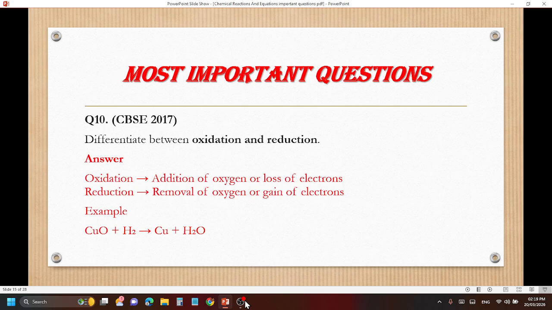Simple. If you want, you can write an example of a redox reaction. It is better because both oxidation and reduction processes are mentioned, due to which it will be easy for the evaluator to give you the marks. So oxidation is the addition of oxygen, reduction is removal of oxygen. Example: CuO plus H2 gives you Cu plus H2O. Here CuO is converted into Cu, which is a reduction, and H2 is getting converted into H2O, which is oxidation.